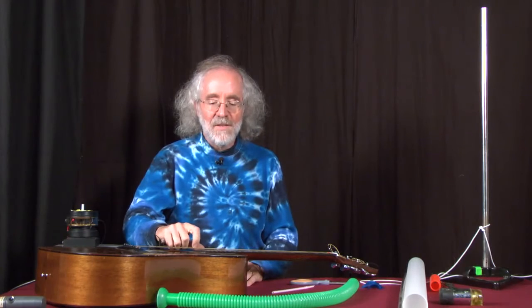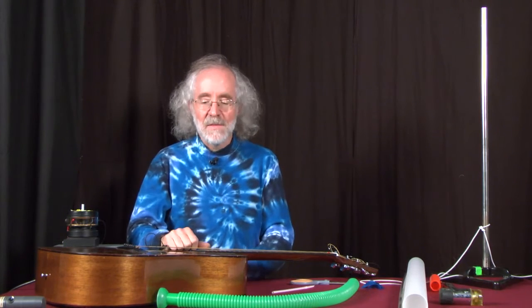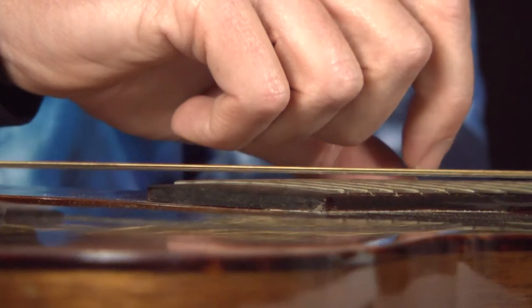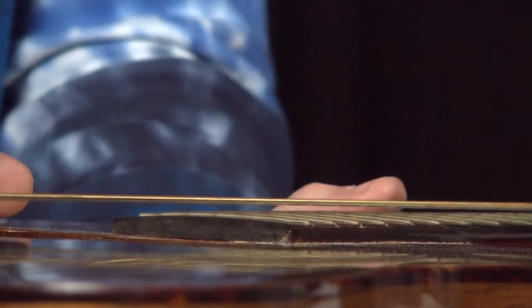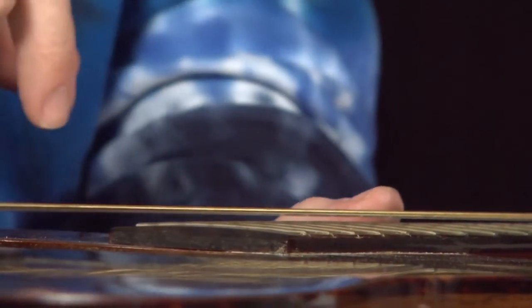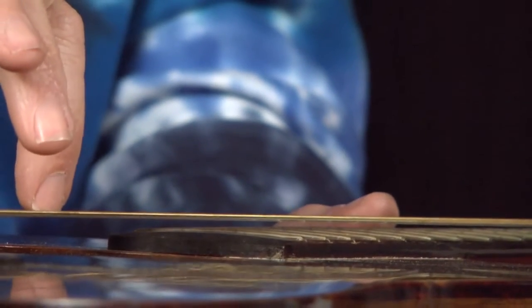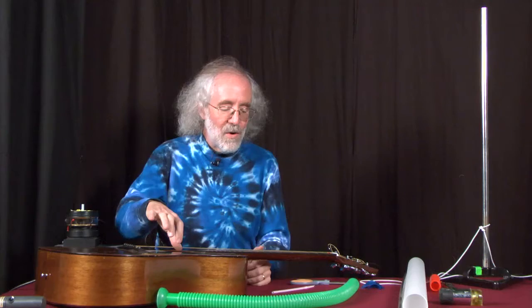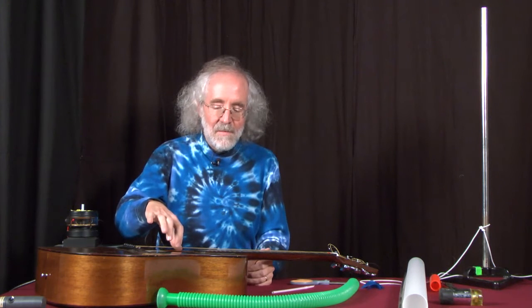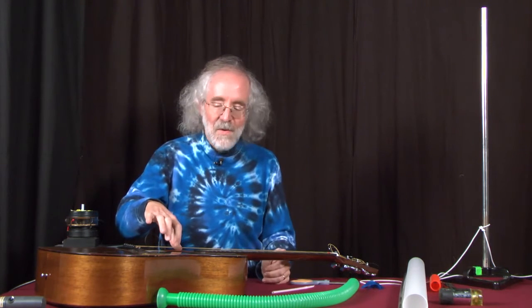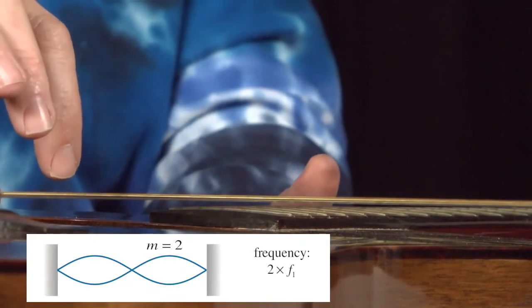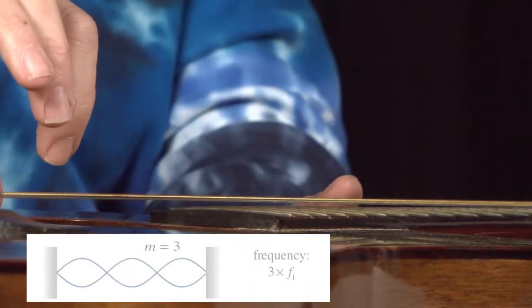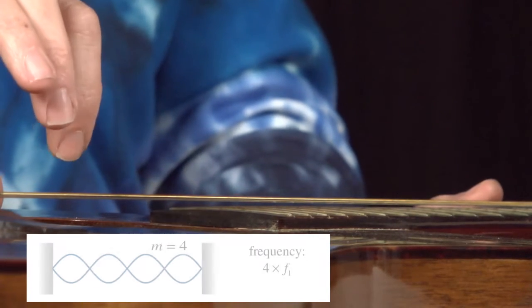When I pluck this string, I excite all the standing wave modes at the same time. There's this one, which is the lowest frequency mode, that's m equals 1. There's also m equals 2, and I can make m equals 2 if I touch the string ever so gently. I can make this position be a node, and so I've got m equals 2, which is a higher pitch. Or if I touch it here, I can have m equals 3. Or if I touch it here, m equals 4. So I have m equals 1, m equals 2, m equals 3, and m equals 4.